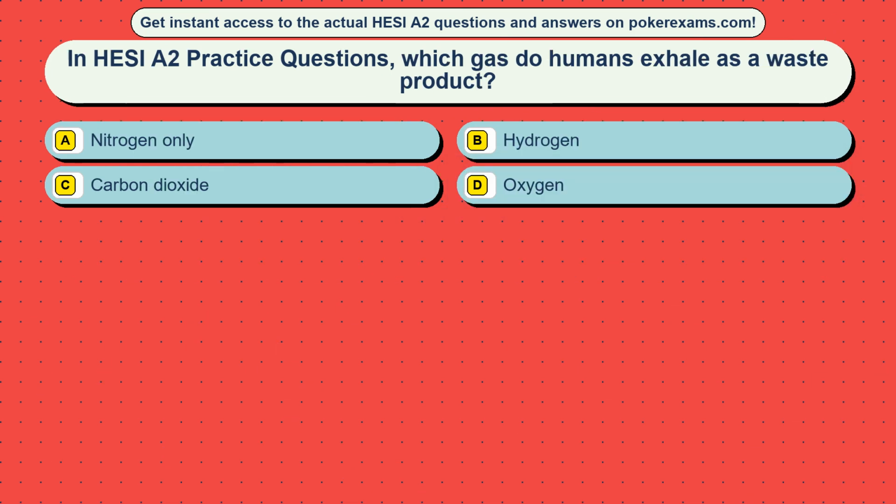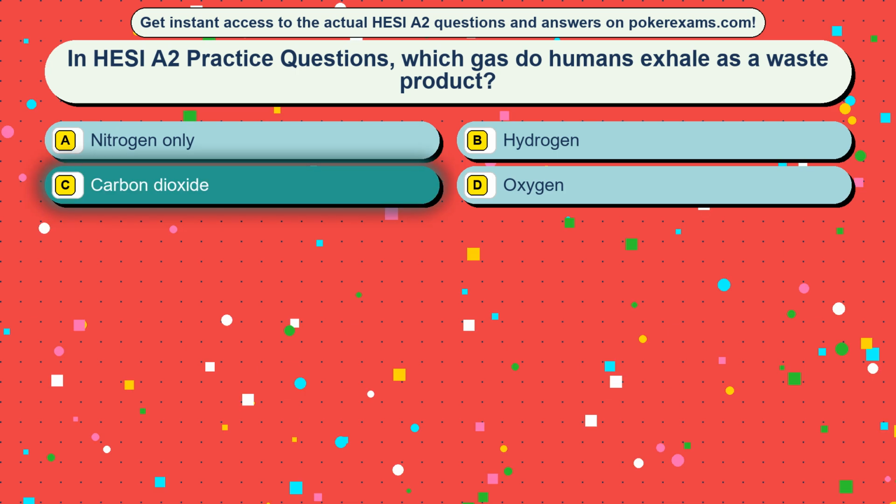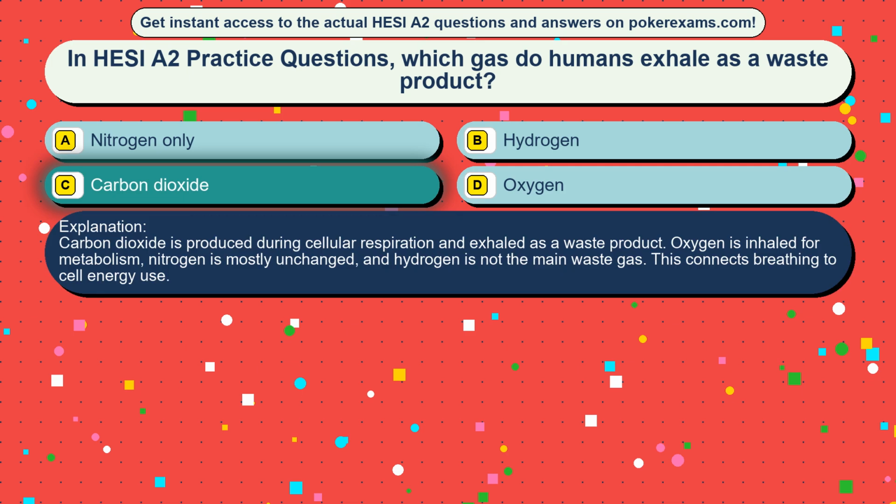Question 3. In HESI A2 Practice Questions, which gas do humans exhale as a waste product? Option A, nitrogen only. Option B, hydrogen. Option C, carbon dioxide. Option D, oxygen. The correct answer is option C, carbon dioxide. Carbon dioxide is produced during cellular respiration and exhaled as a waste product. Oxygen is inhaled for metabolism, nitrogen is mostly unchanged, and hydrogen is not the main waste gas. This connects breathing to cell energy use.